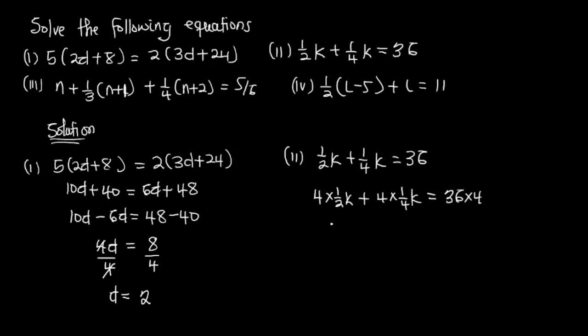Now 4 multiplied by half gives me 2, so it becomes 2k, plus 4 will cancel this 4 out, so we only have k here, is equal to 36 multiplied by 4, which gives me 144. So 2k plus k gives me 3k is equal to 144. I divide both sides by 3, and then my value for k becomes 144 divided by 3, which gives me 48 as my answer for k. Alright, so let's proceed to look at the third example.